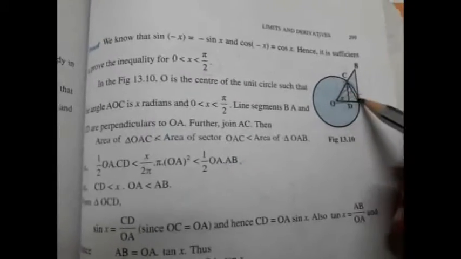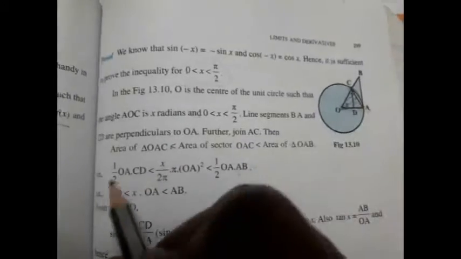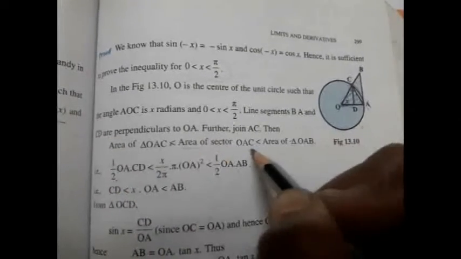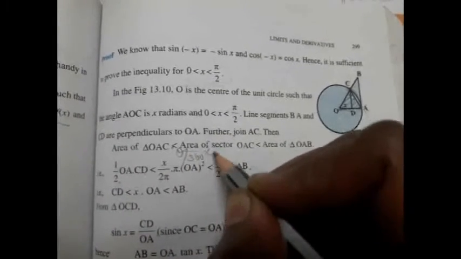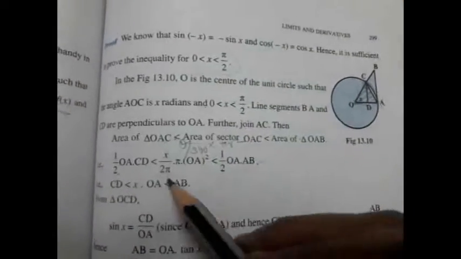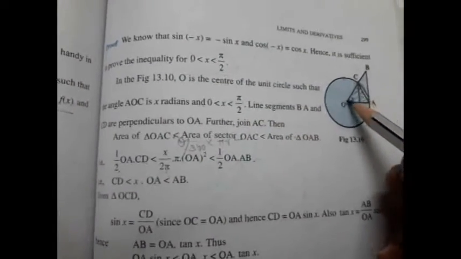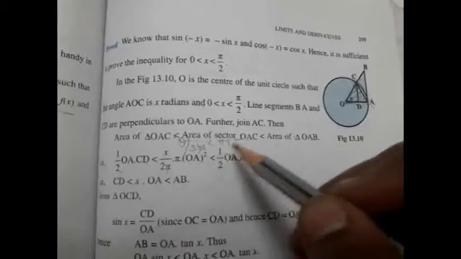Now what is the area of a triangle formula? Half into base into height. So half into base is OA and height is CD. So half OA into CD. The area of a sector formula is theta by 360 into pi r square. So theta here is x, and 360 becomes 2 pi. Then only we can cancel pi and pi. So they have taken it as x by 2 pi into pi r square. Radius is OA, so OA square. Less than the area of triangle OAB.